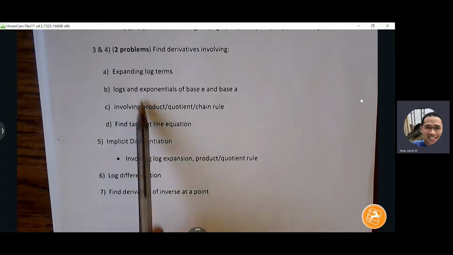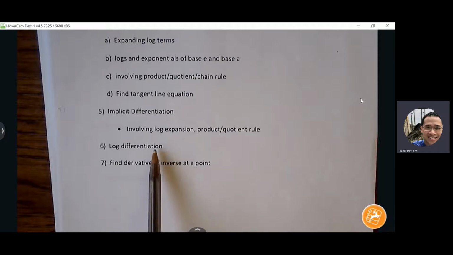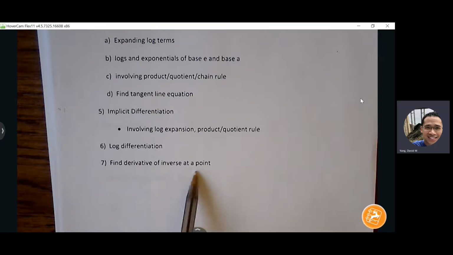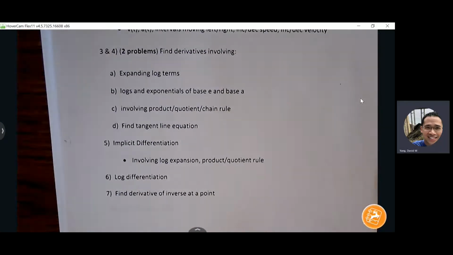So we've been hitting different variations of these problems over the course of these past days. Log differentiation. These are problems where there's no logs to begin with, but we introduce logs into the problem to make the problem easier to work through. And then finally, finding derivative of inverse at a point. Okay. So any requests as to problems that you would like to see, or you just want to see a random assortment of problems?